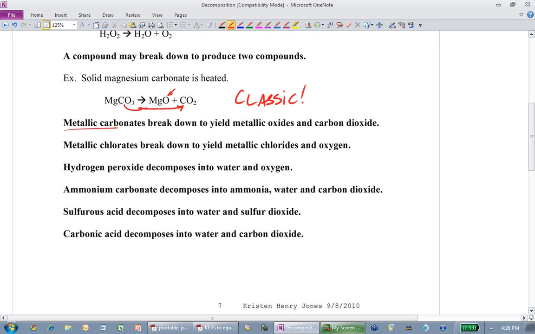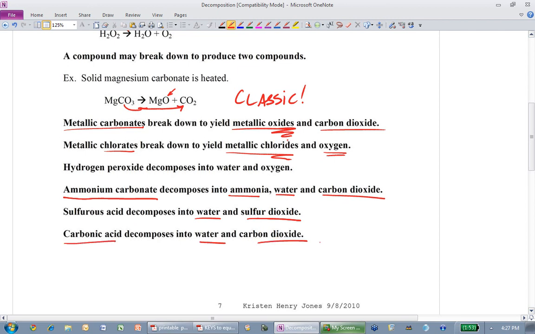As I just said, metallic carbonates break down to yield metallic oxides. Don't forget the oxide part, and carbon dioxide. Metallic chlorates break down to yield metallic chlorides and oxygen. And then hydrogen peroxide, like we said, over and over, decomposes into water and oxygen. Ammonium carbonate decomposes into ammonia, water, and carbon dioxide. Sulfurous acid is going to decompose into water and sulfur dioxide, while carbonic acid decomposes into water and carbon dioxide.